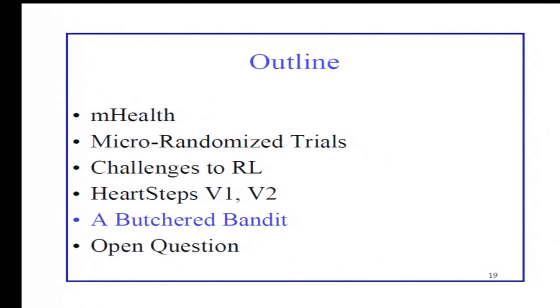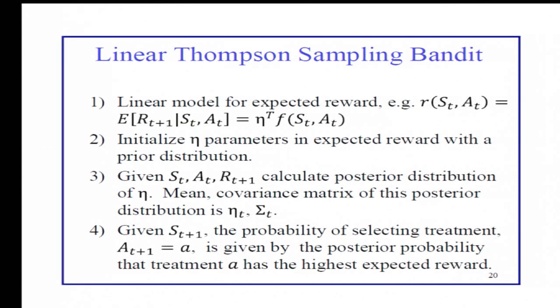Okay, so I just made up this, it's an appallingly butchered bandit, and you'll see that. I'm positive a lot of you guys could have some great ideas about how to improve this. Okay, we're going to use a linear Thompson sampler. Now, why are we using Thompson sampling instead of UCB? We need explicit randomization. We need to be able to calculate the randomization probability.